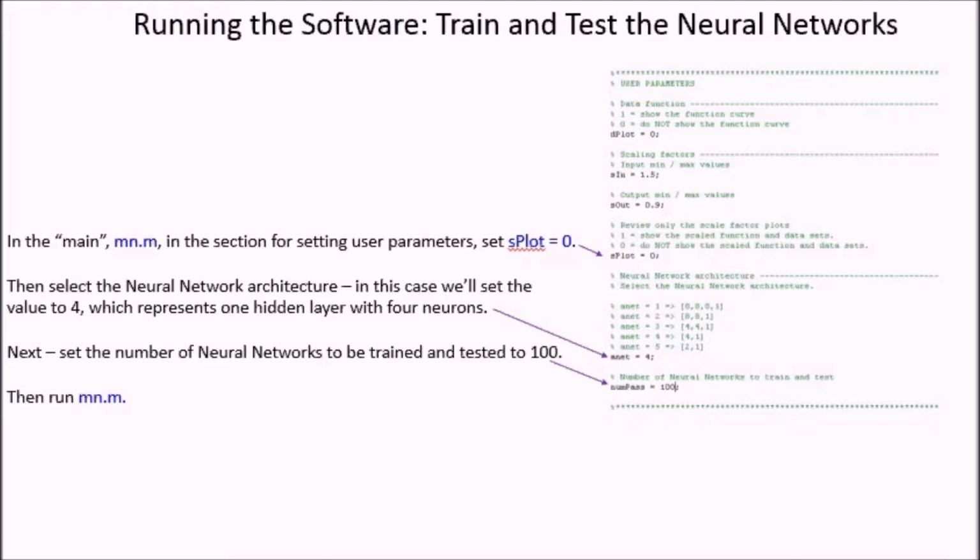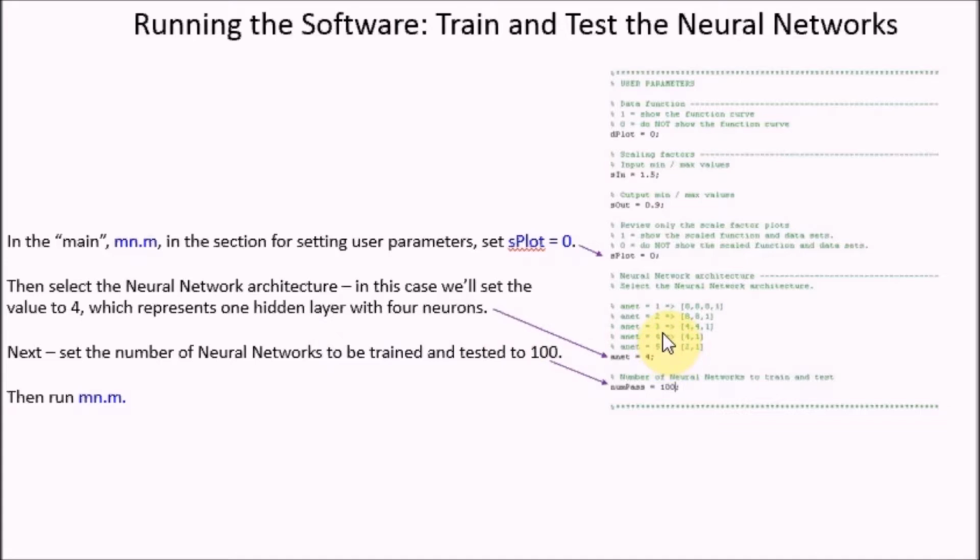Once we have the scaling figured out and we're comfortable with that, the next step is to actually train and test the neural networks. So under the user parameters, we're going to go back and set splot to 0 because we don't need to look at the scaling anymore. The next thing is to select the neural network architecture. In this case, we'll set the value to 4, which represents one hidden layer with 4 neurons.